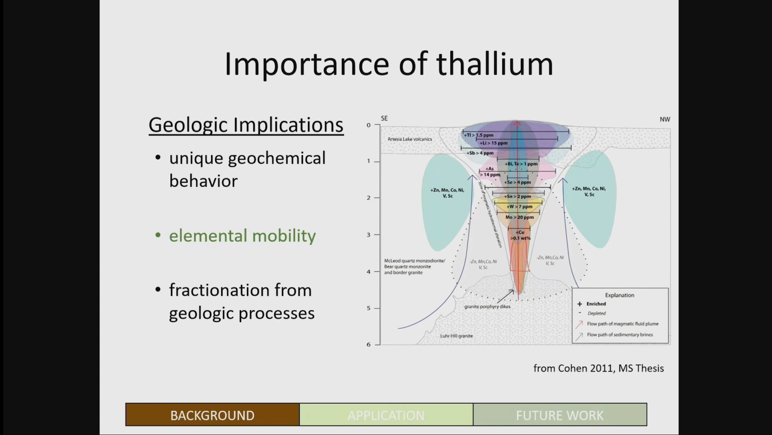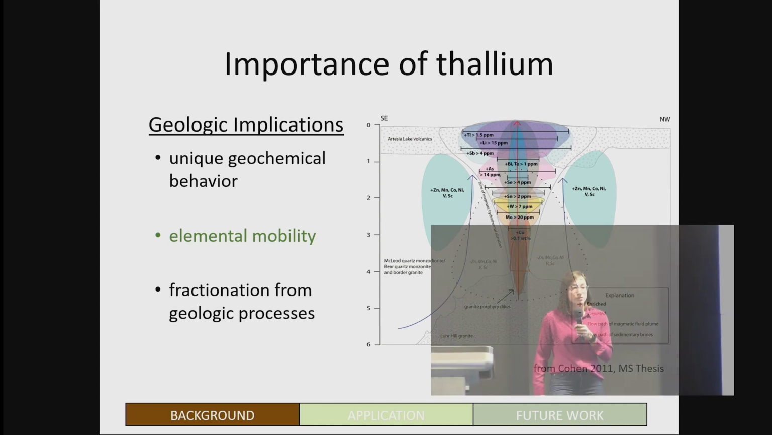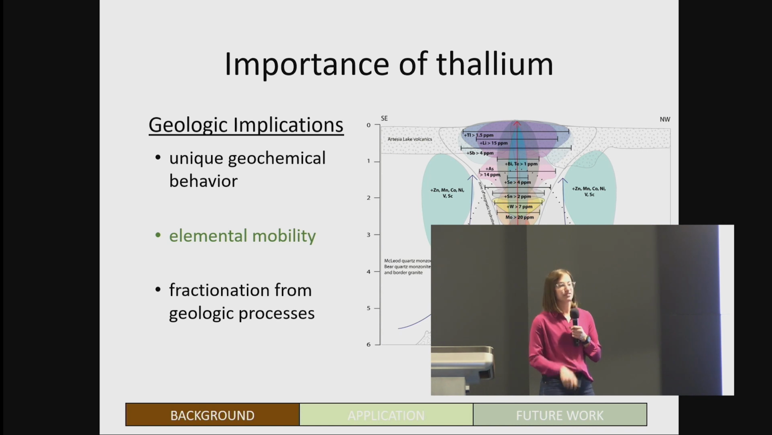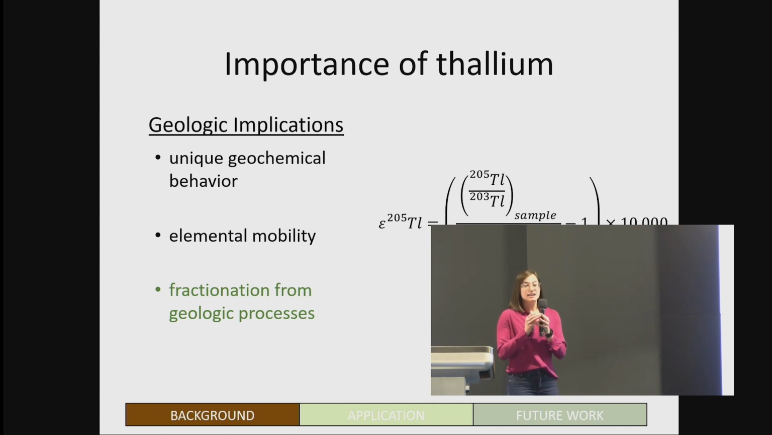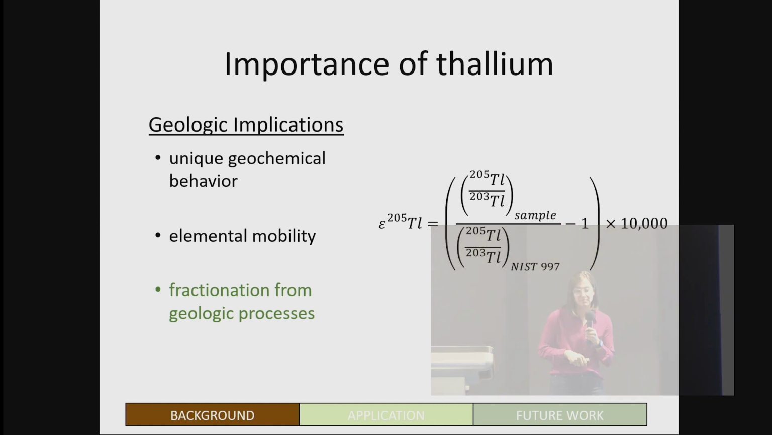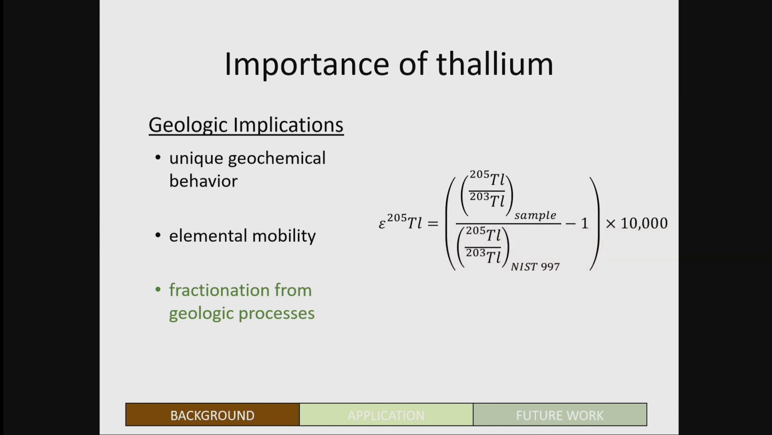And so thallium is very, very useful in that context. Because of this elemental mobility, it can be redistributed, particularly during fluid flow events, and so that becomes very important, both geologically and ultimately biologically as well. And then we can isotopically fractionate those two isotopes of thallium during a variety of geologic processes.